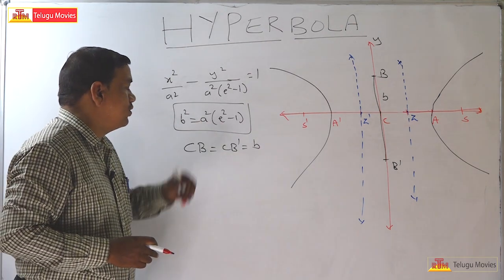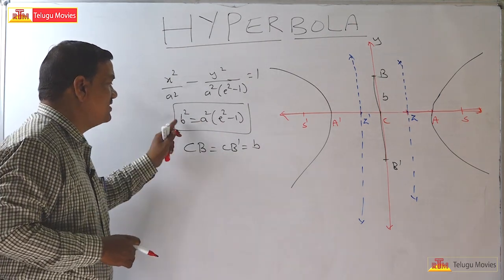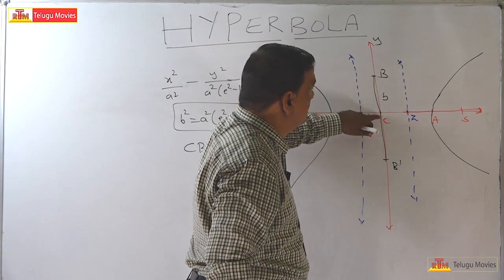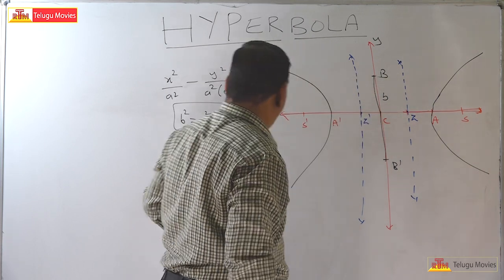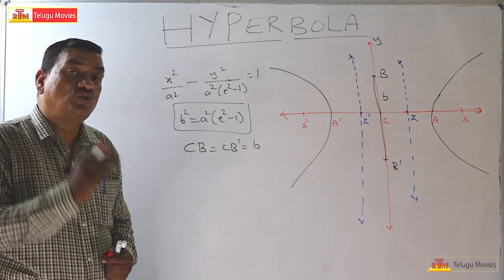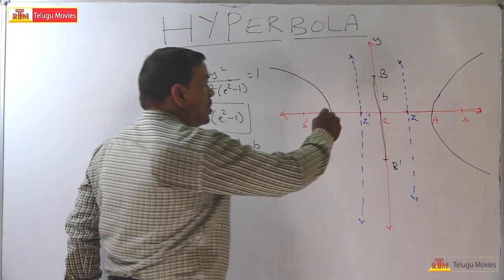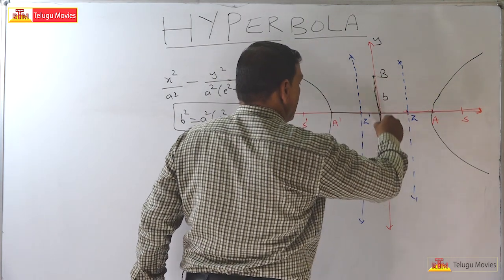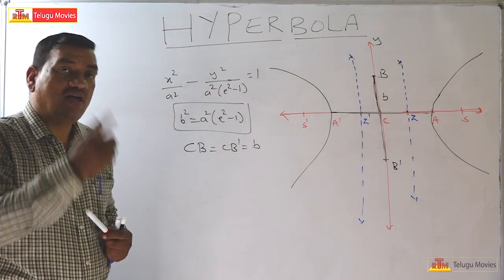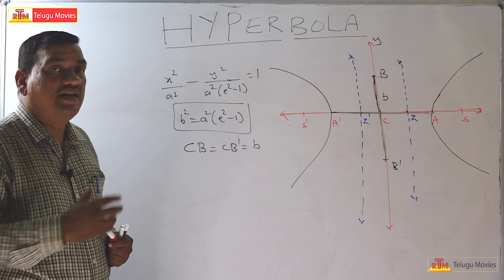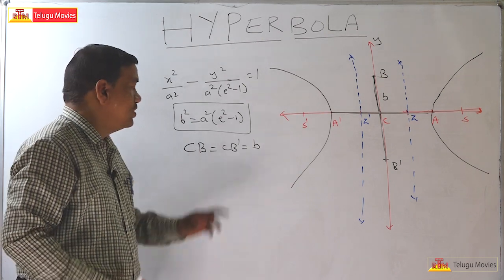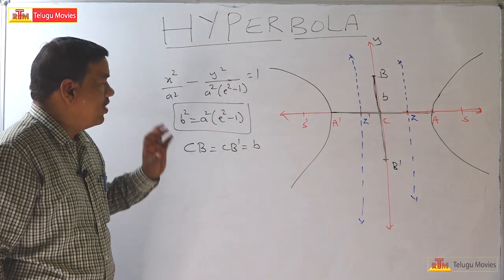So, here b square is equal to a square times e square minus 1. So, let us take the length of b as CB equal to CB dash, that is equal to b. Okay, now here we are going to get two terms. This is called the principal axis, this is the transverse axis. In the ellipse we call it the major axis and minor axis. Here we call it the principal axis and transverse axis. Okay, this is the way of finding the value of b.